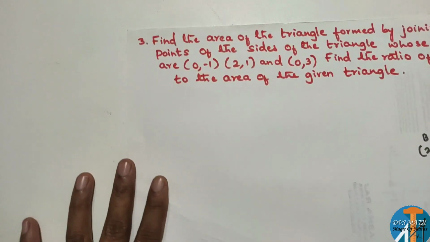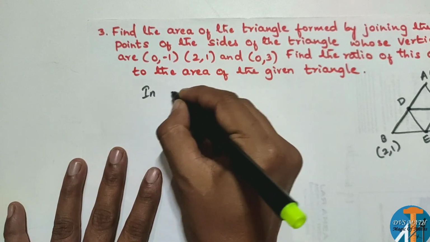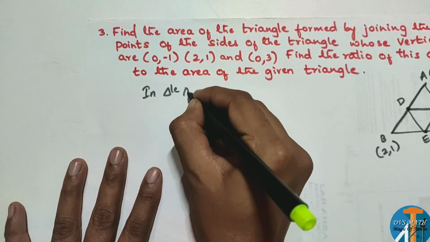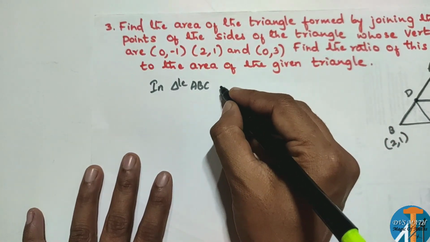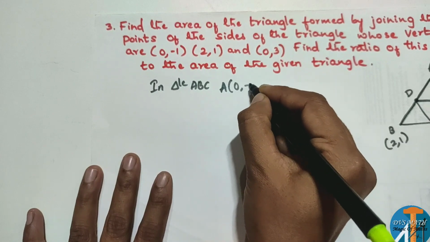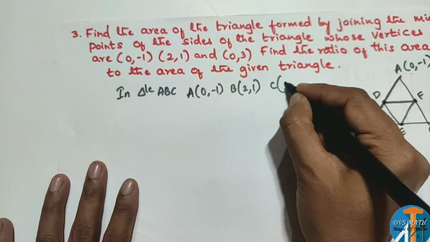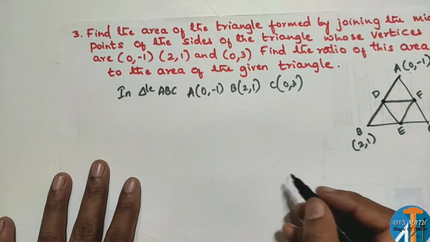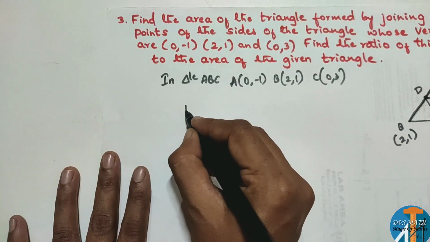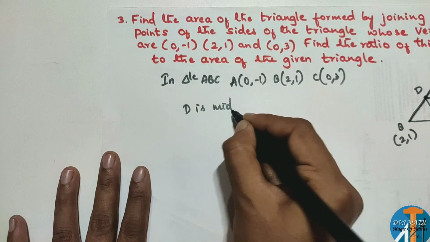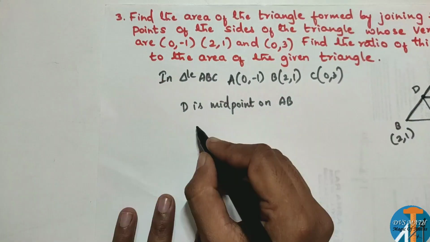Okay, so on applying midpoint, let us write in triangle ABC the vertices: A is 0 comma minus 1, B 2 comma 1, C 0 comma 3. Okay, so first D is a midpoint. First let us write D is the midpoint on AB. So D of x comma y, right?